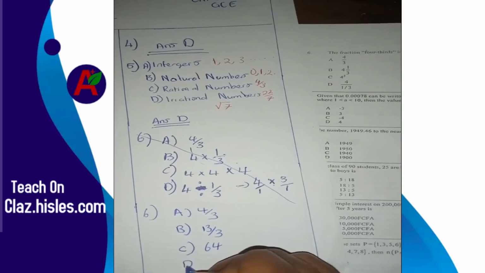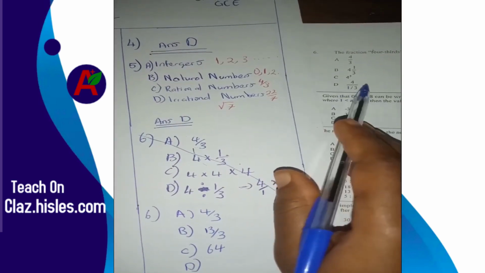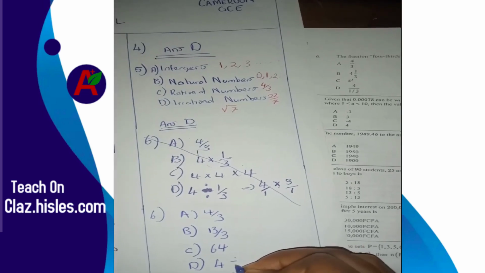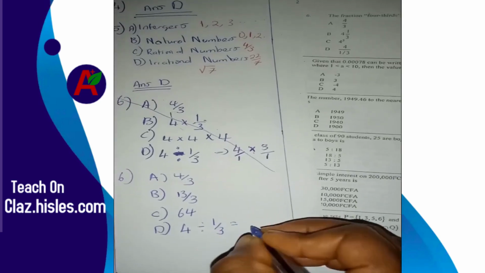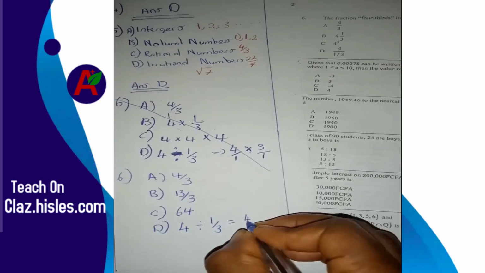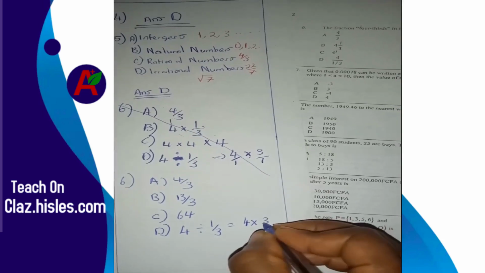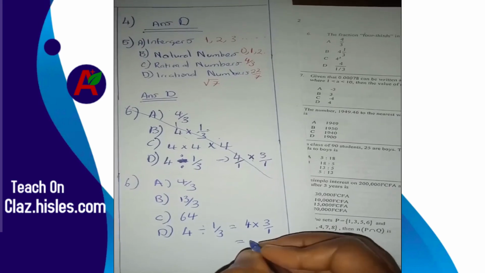And then for D, we have 4 divided by 1/3. That gives us 4 divided by 1/3, which is equivalent to 4 times 3/1, and this is 12.